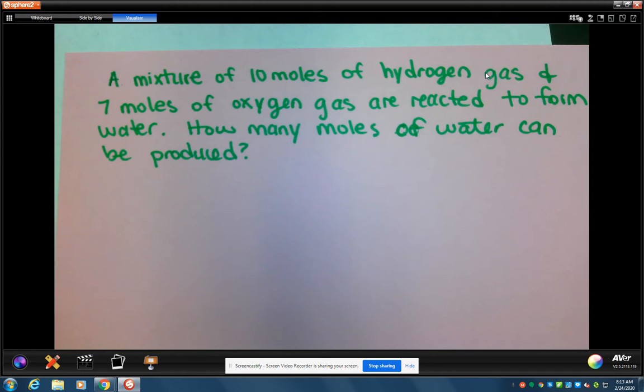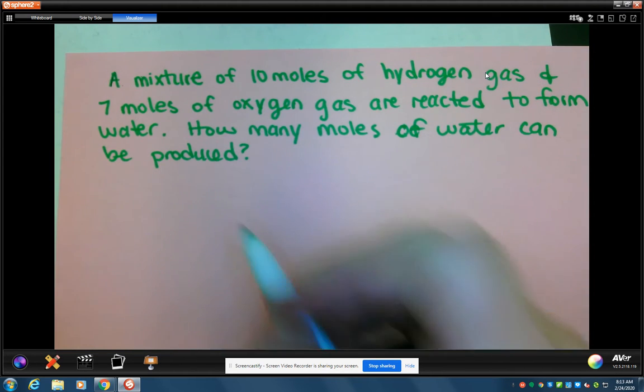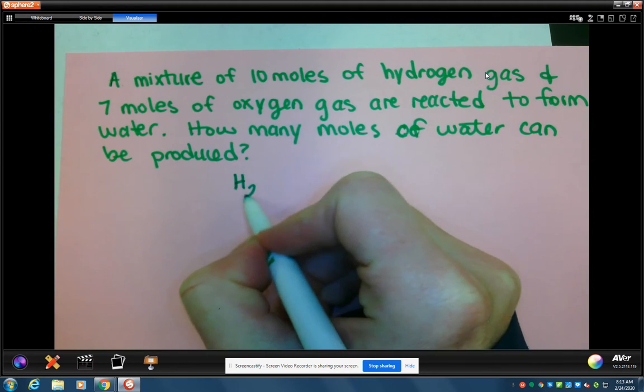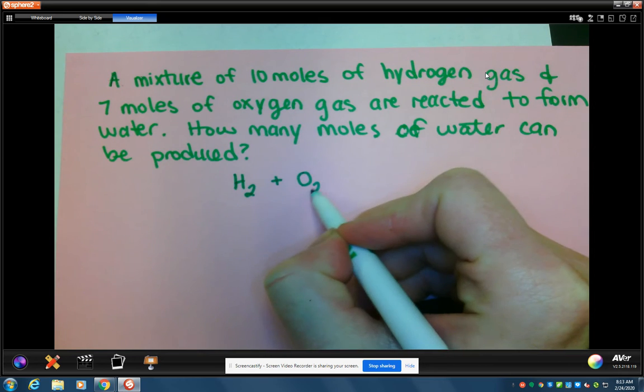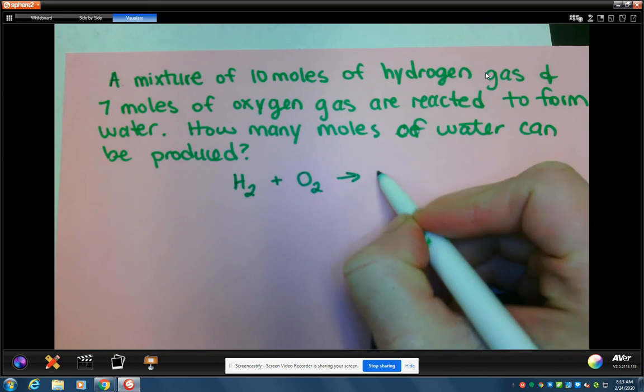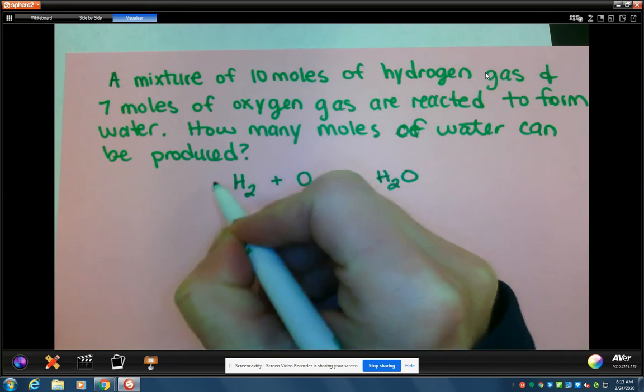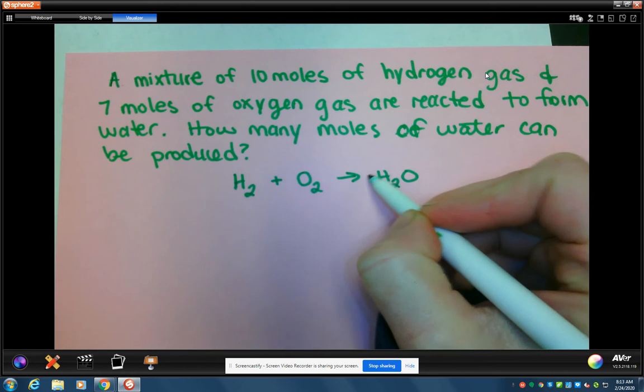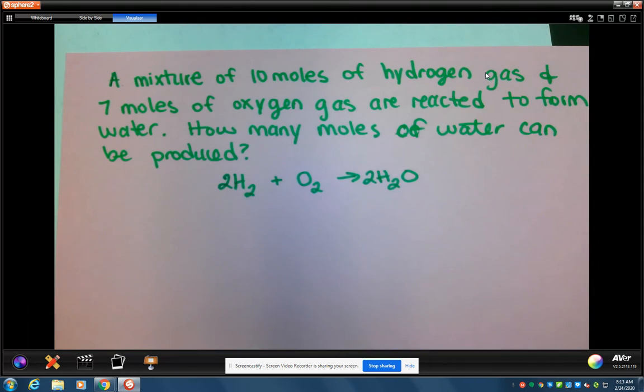So your first step is to come up with a balanced chemical equation. I'm going to do this very quickly. Hydrogen gas, it's a diatomic, plus oxygen gas, also a diatomic, makes water. And then it has to be balanced. So there we go. Now, according to the previous videos, you can come up with a lot of mole ratios for this. I'm not going to go through each one. We're going to start working this problem out.